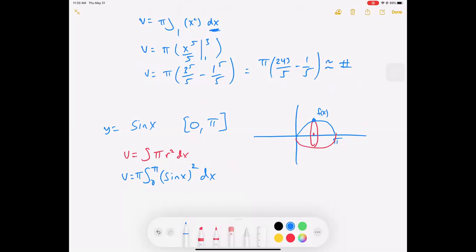That's the setup. We can't do that sine squared problem. We could do it, but it's going to take us a lot of work. Remember the integral of sine squared. We have to use that power reduction rule.